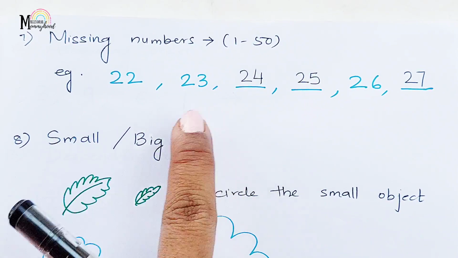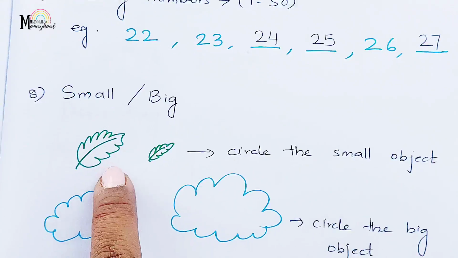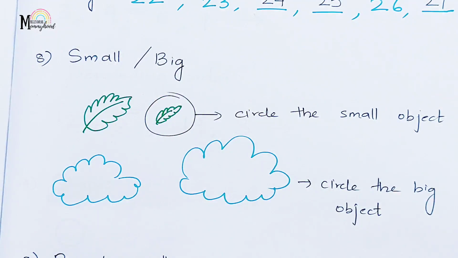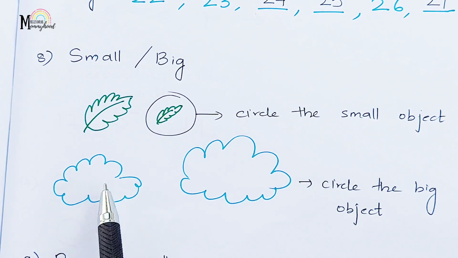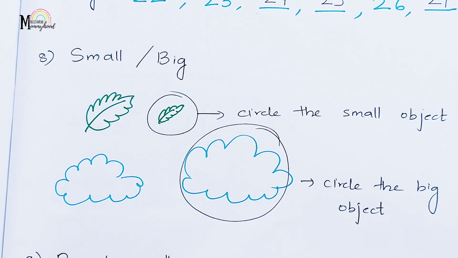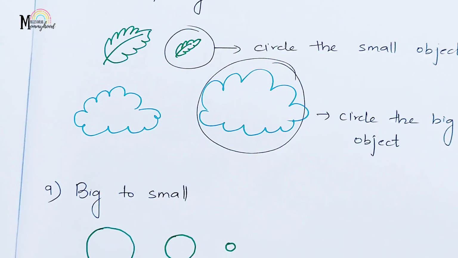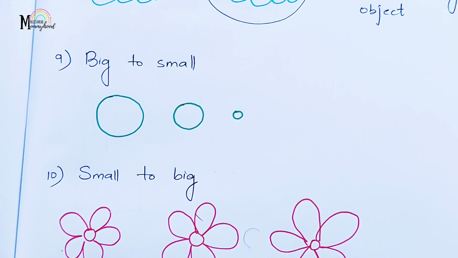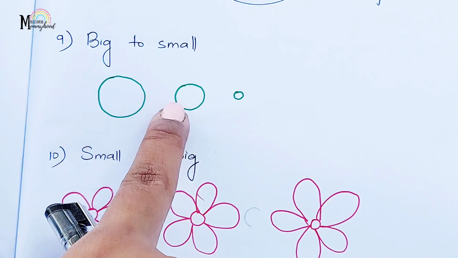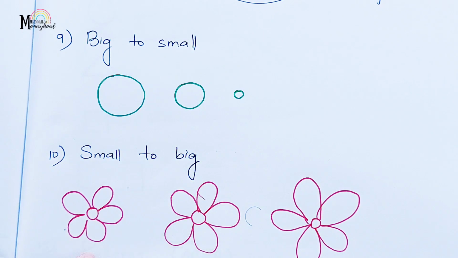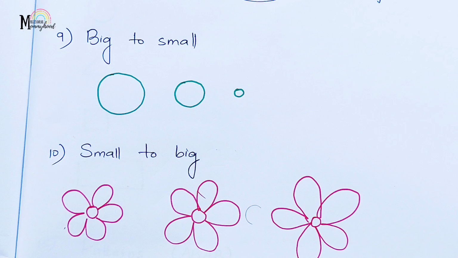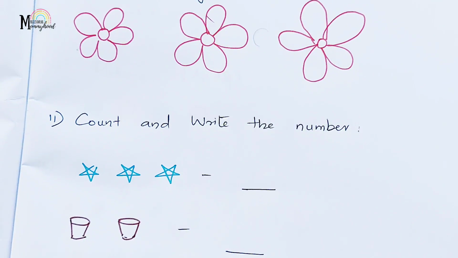The next concept is small and big, where two objects, pictures of the objects or the objects directly in real life have to be compared and the child has to understand the difference in size and also the meaning of the words small and big. Next is big to small. It is a kind of seriation activity wherein the child has to sort or arrange objects from bigger to smaller size and then smaller to bigger size. This is an extension of the small and big concept.